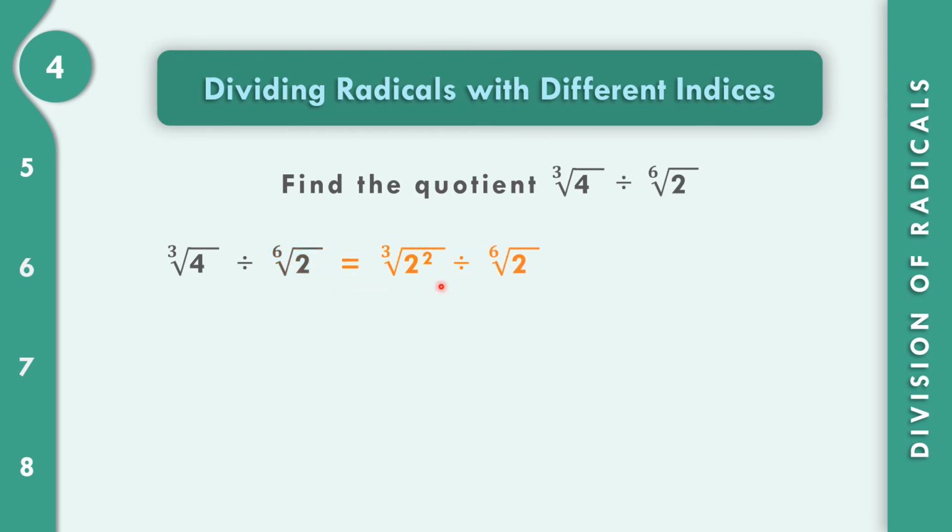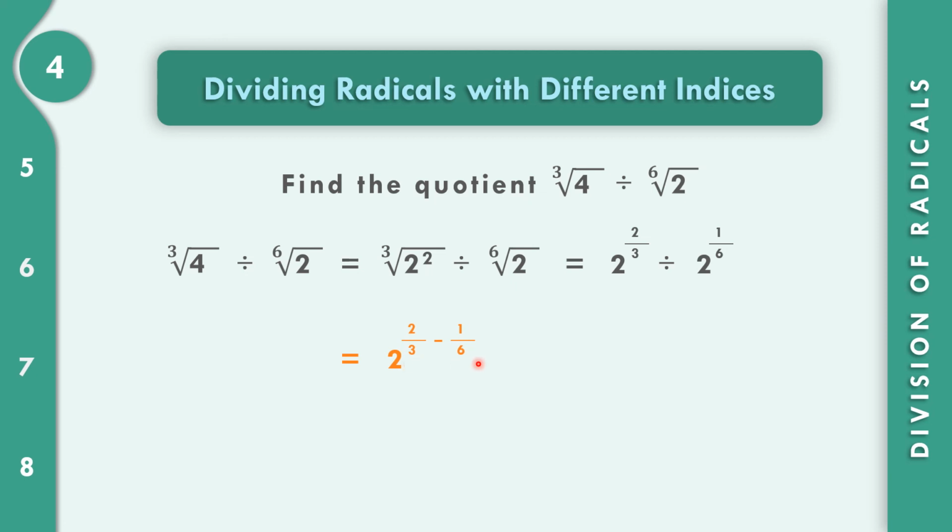Let us change this radical into an exponent. So that becomes, copy the radicand, that is the base, 2, raised to the exponent 2 over 3. Copy the base, our radicand is 2, that becomes 2 raised to 1 over 6. If that is divide, our solution is subtract. So 2 raised to 2 over 3 minus 1 over 6.